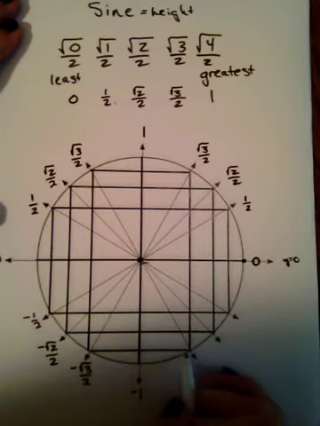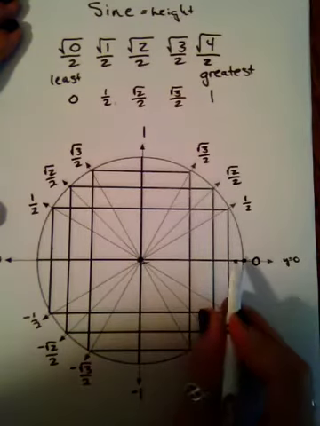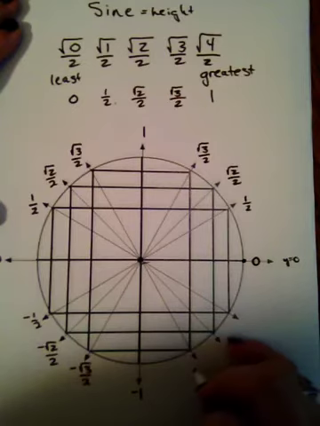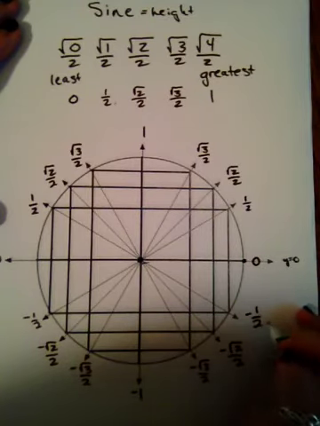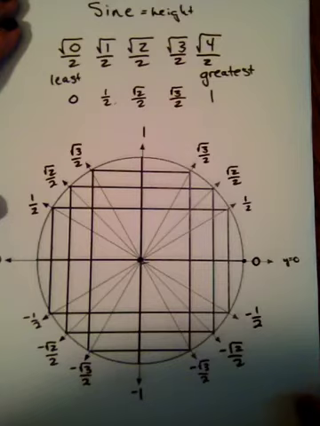And then this and this are the same, so I'm coming back up trying to get to the height of 0. So negative square root of 3 over 2, negative square root of 2 over 2, and a negative 1/2. And those are the sine values on the unit circle.